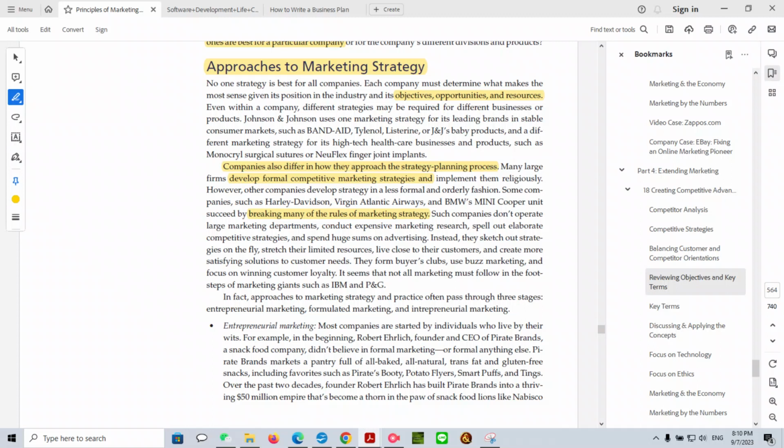Such companies don't operate large marketing departments, conduct expensive marketing research, spell out elaborate competitive strategies, and spend huge sums on advertising. Instead, they sketch out strategies on the fly and stretch out their limited resources, live closer to consumers, and create more satisfying solutions to customer needs. It's basically like they find something that works better for them. It's as simple as saying they find something that works better for them based upon the needs of the product and how it can be sold.